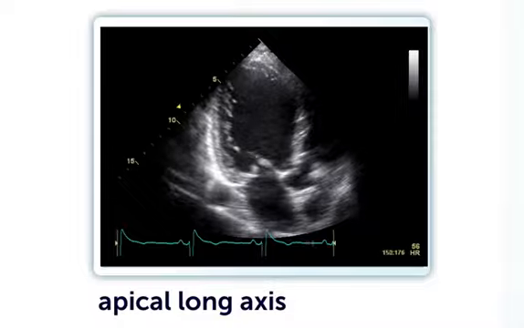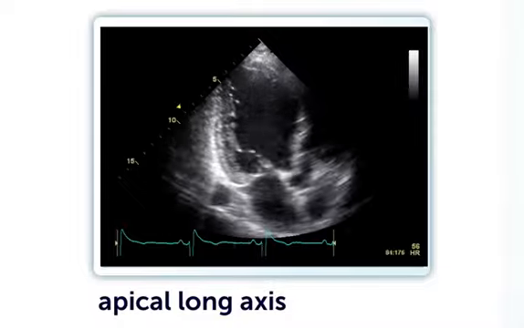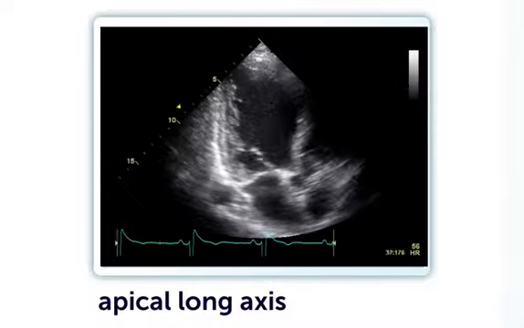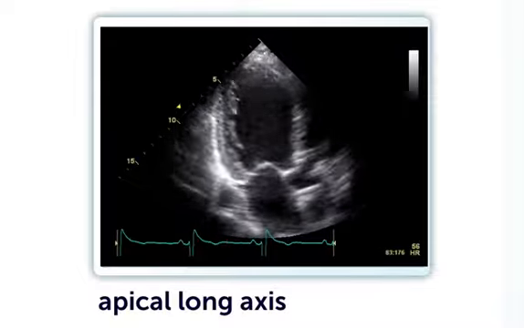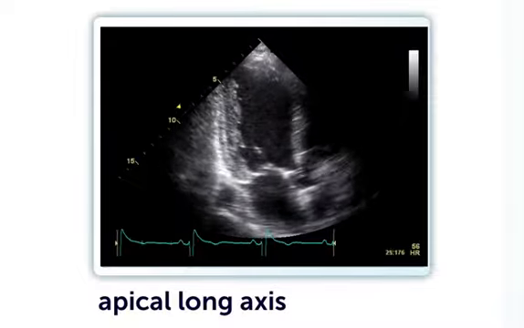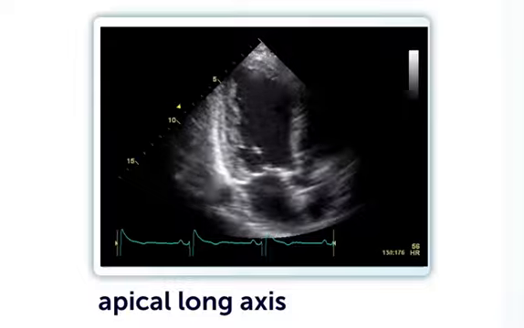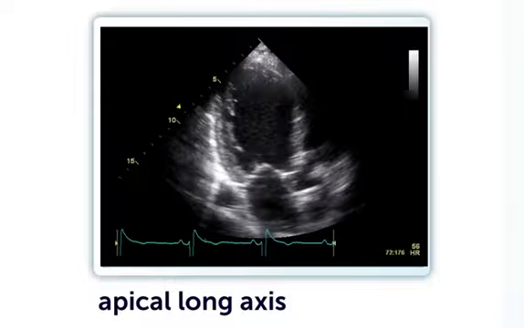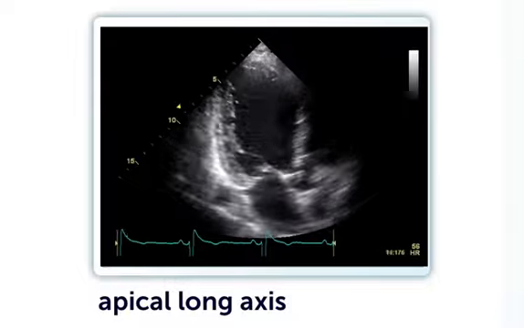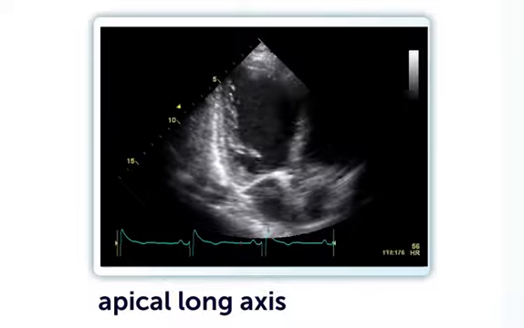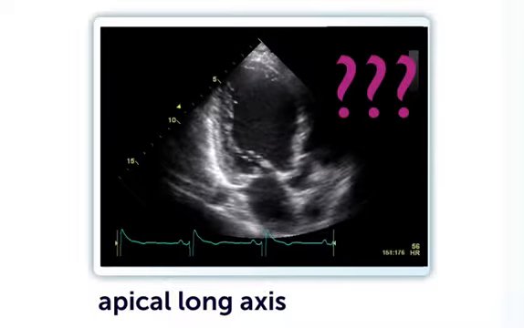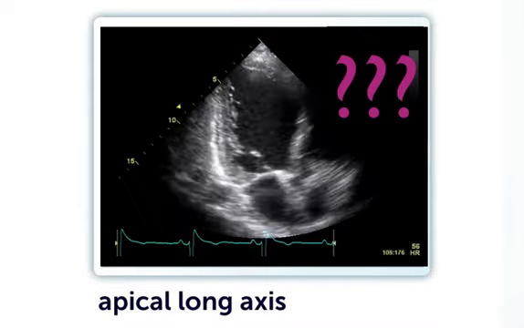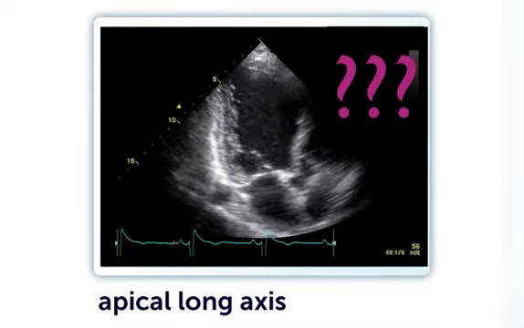Here on the right, you can see in the apical long axis a highly reduced left ventricular function with a severely hypokinetic or even akinetic apical area. Perhaps this patient has ischemic heart disease leading to low output, and we can see the heavily calcified aortic valve. So does this patient have low flow, low gradient aortic stenosis?